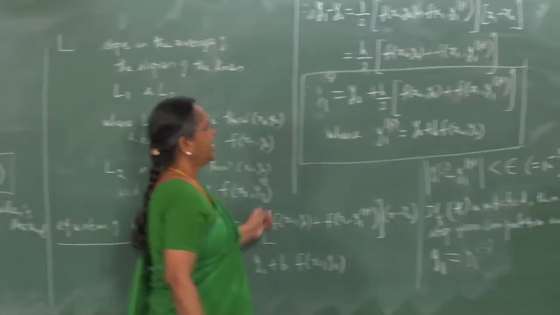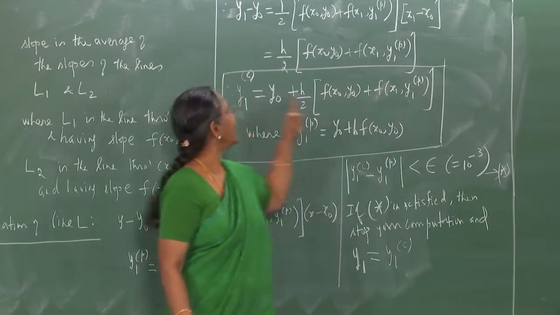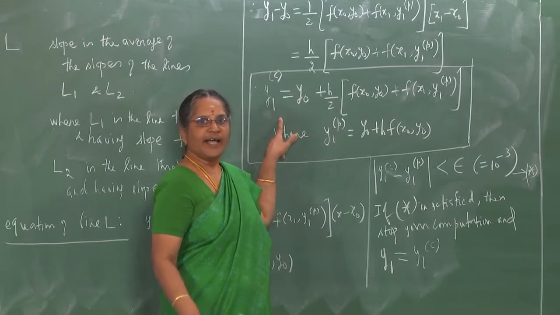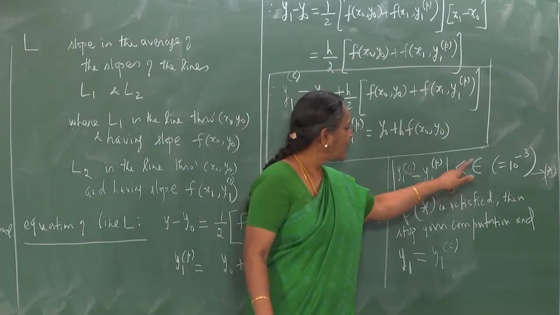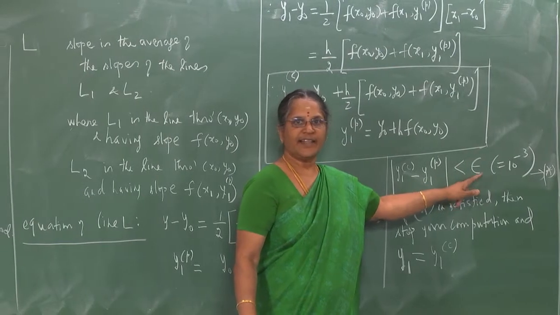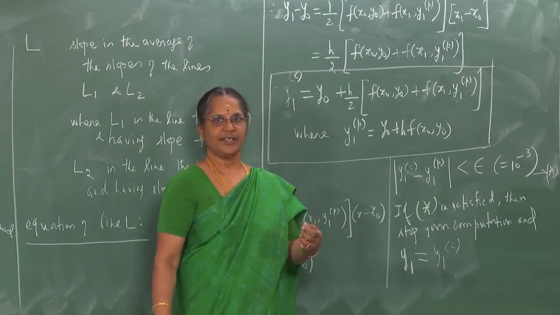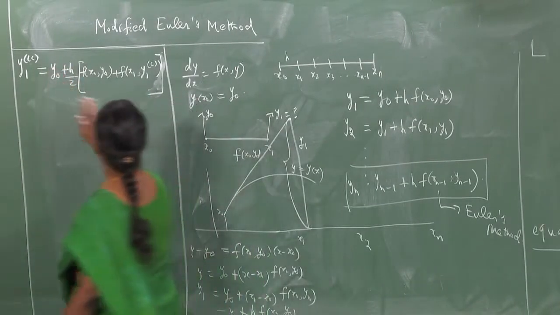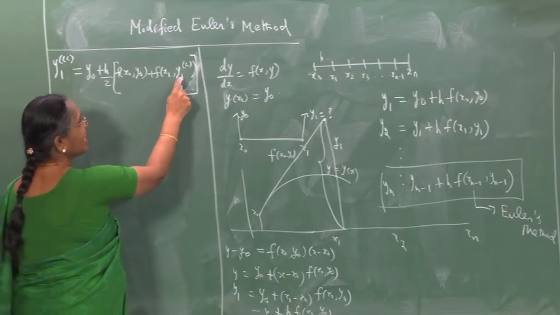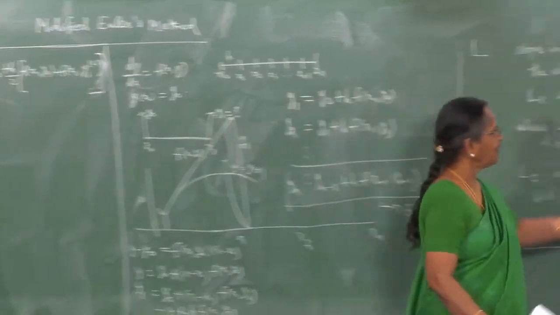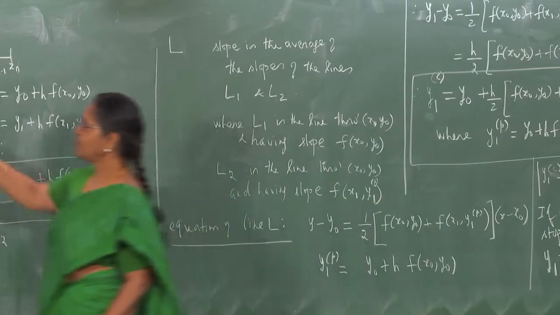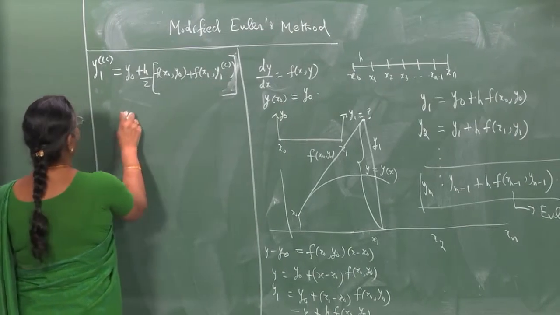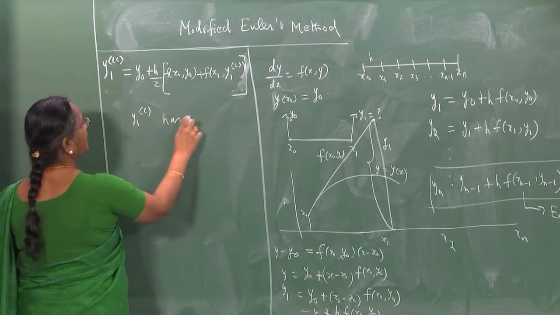Earlier I used the predicted value by Euler's method and I corrected it. Now, I am unable to satisfy my requirement of accuracy, and therefore, I want to recorrect it, and I compute the recorrected value and denote it by y1 cc, in which I make use of the first corrected value that I obtained from here. So, we substitute and compute y1 second corrected value, as y1 corrected value has already been obtained.